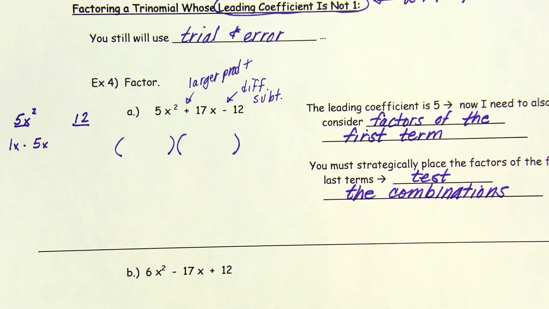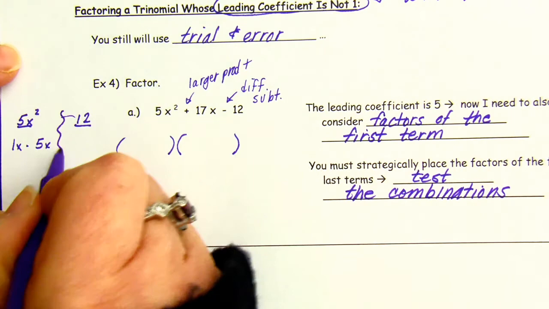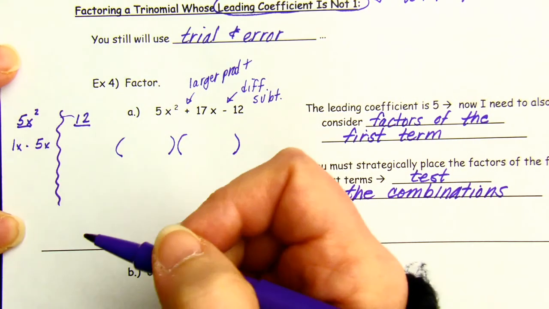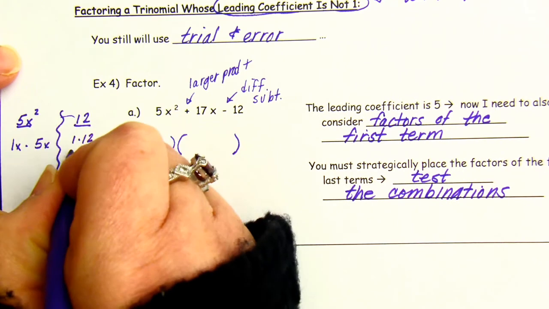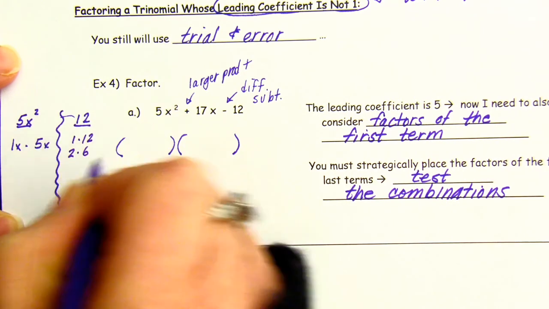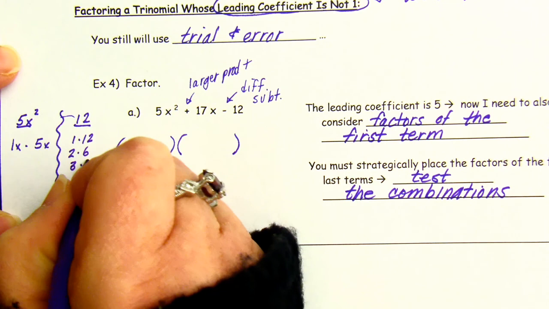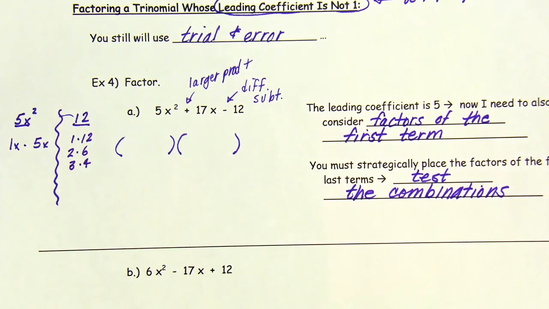12, though, has some different factors, okay? So 1 divides it 12 times. 2 divides it 6 times. 3 divides it 4 times. And I believe those are the only combinations that exist for 12. Now here's where the trial and error comes into play.